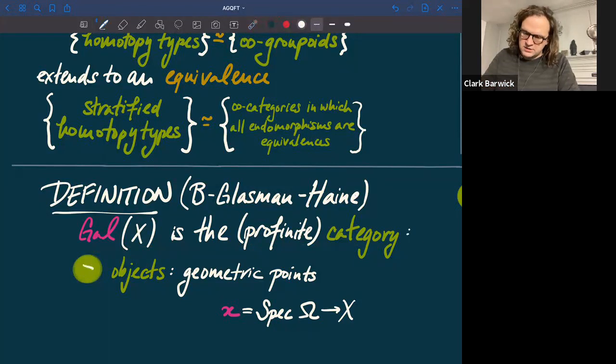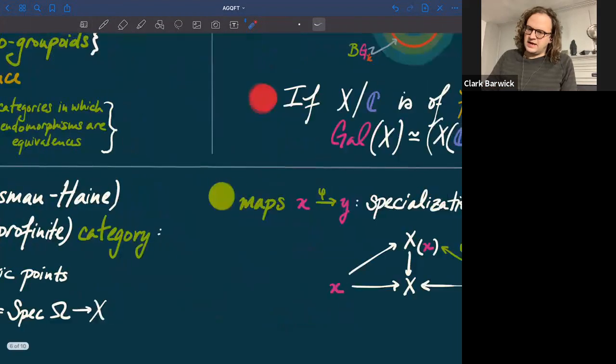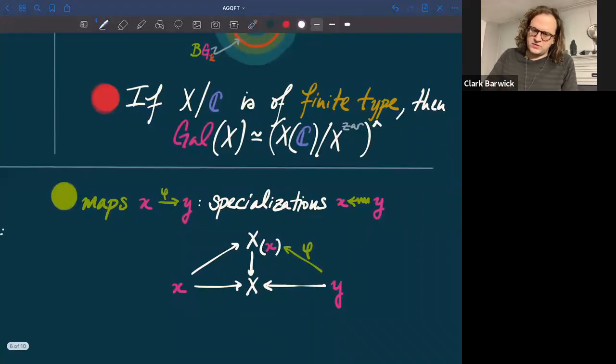So this is going to be a category that I'm writing down. An object of this category is going to be a geometric point, x bar of X. And when I say geometric point, what I mean is that omega is a separable closure of the residue field of the image. So that's what an object will be. And then I'll have to tell you what a morphism will be. A morphism from a geometric point x bar to a geometric point y bar is a specialization that goes in the other direction. Or maybe I'm supposed to say generalization here.